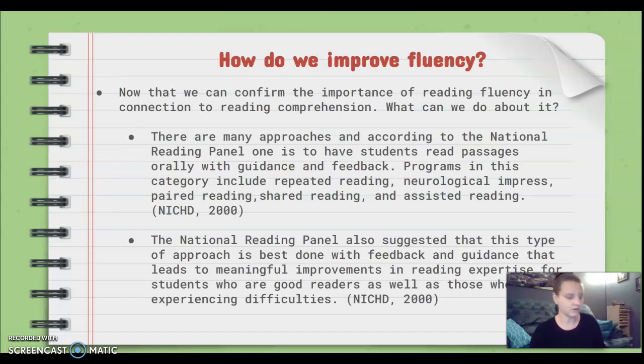So now that we know the importance of fluency, it's important that we move forward to what we can do to improve it, because there are things that we can do to improve it. So the National Reading Panel gives us a great guide into what approaches work best to improve fluency. They suggest reading the text orally with guidance and feedback. They also suggest that it can lead to meaningful improvements in reading expertise. This can be done for students who are good readers, but also for those who struggle. So the key part of that is guidance and feedback.